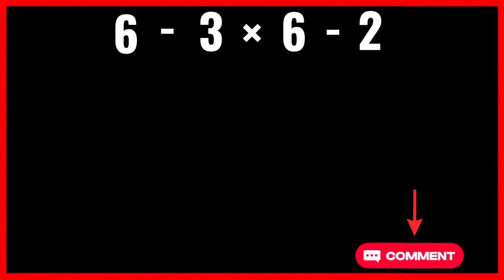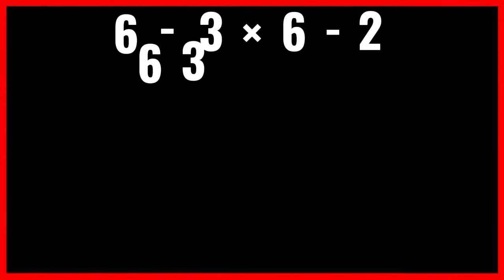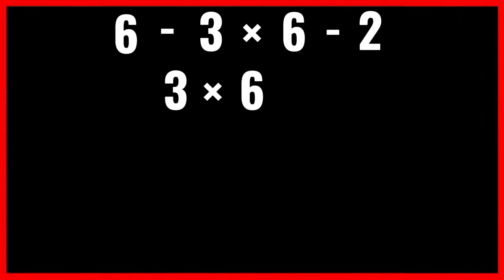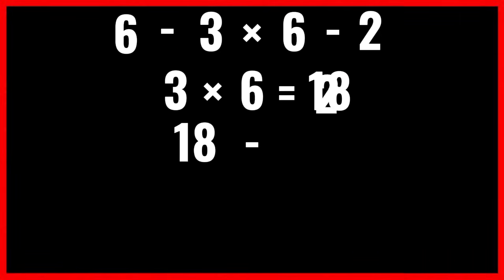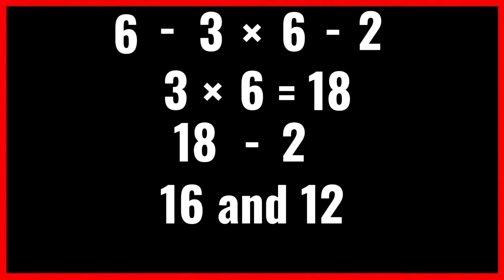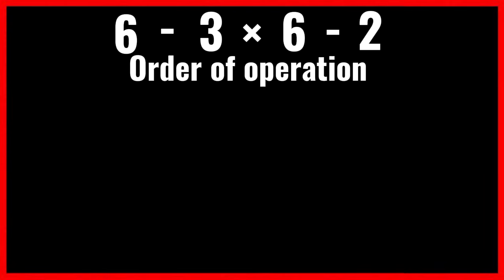Ready? Let's solve it. 6 minus 3 equals 3. 3 times 6 equals 18. 18 minus 2 equals 16. Other people answer 12, but the correct answer is not 12. In fact, neither 12 nor 16 is correct. Why? Because they ignore one of the most important rules in mathematics, the order of operations, also known as PEMDAS. If you don't follow PEMDAS, even simple questions like this can trick you.